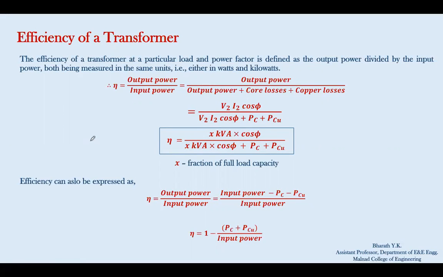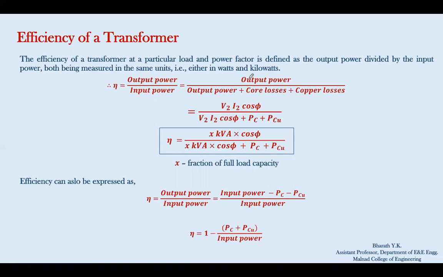So now coming to the efficiency of a transformer. The efficiency of any electrical machine can be represented as the ratio between the output power and input power. But the condition is that both of these have to be measured in the same units. Means if output power is represented in kilowatts, the input power should also be represented in kilowatts only.